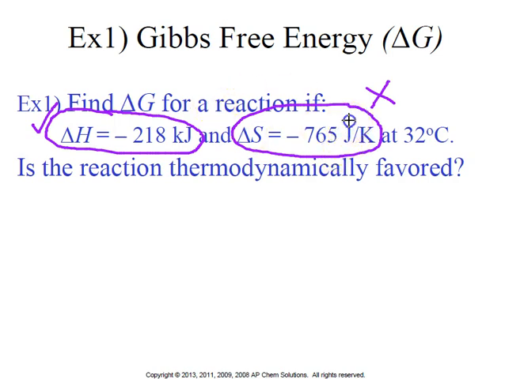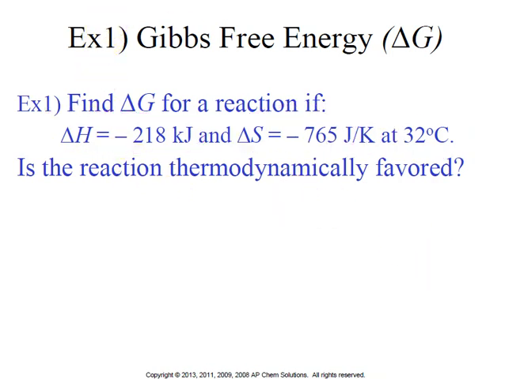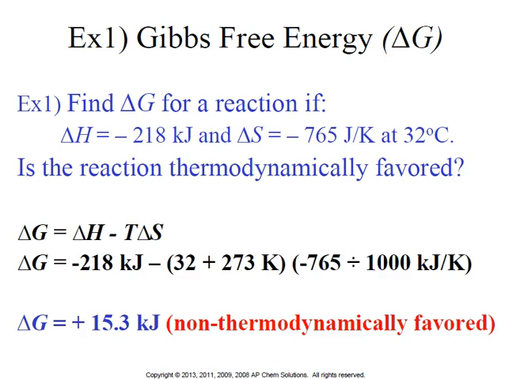Watch your units here. This is joules, and that one's kilojoules, so I'm going to move my decimal 3 places to change that one to kilojoules. I've got 32 degrees Celsius, so I'll add 273 to that to get my Kelvin. And then I can calculate delta G using delta G equals delta H minus T delta S. I plug those in and I find that delta G is actually positive 15.3 kilojoules, and that is not thermodynamically favorable.